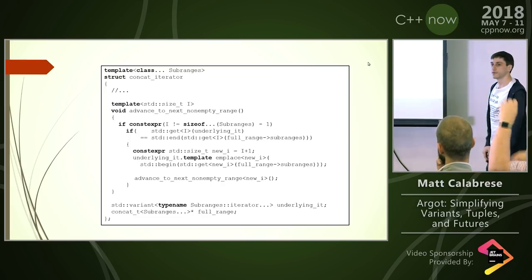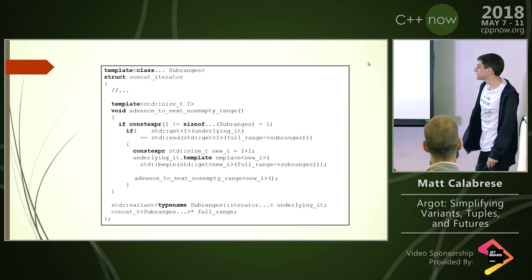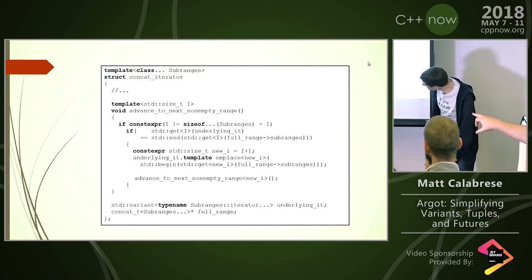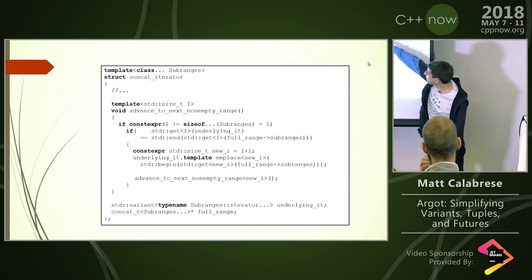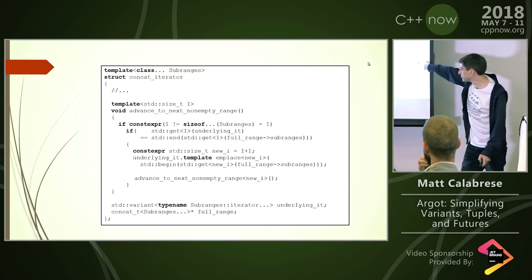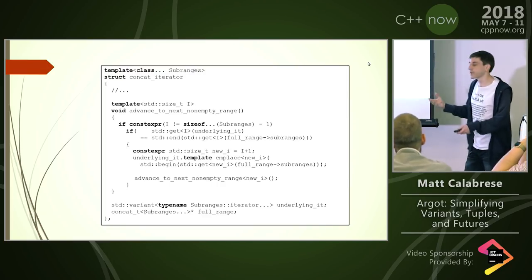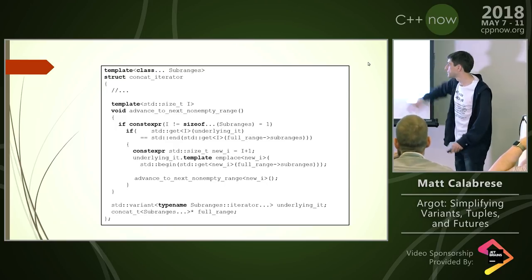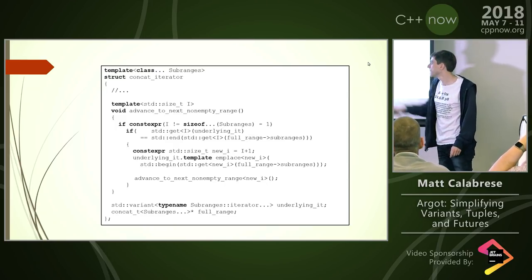Alistair: I'm trying to see how I get access to underlying it from within advance to non-empty range. It's a member function. Yeah, so it's not a lambda without a capture, so it does have access. The question was just how does it have access, and it's a member function, so it can do that.